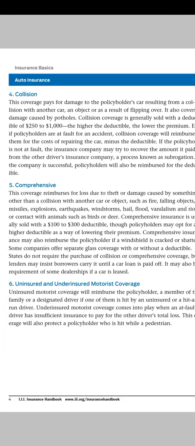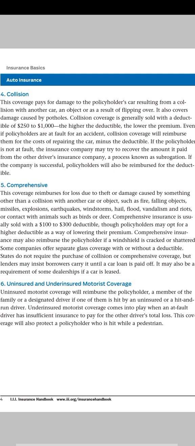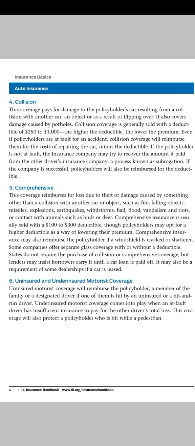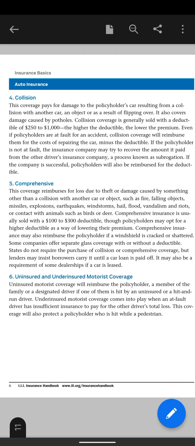Number 4. Collision. This coverage pays for damage to the policyholder's car resulting from a collision with another car or an object, or as a result of flipping over. It also covers damage caused by potholes. Collision coverage is generally sold with a deductible of $25 to $1,000. The higher the deductible, the lower the premium.